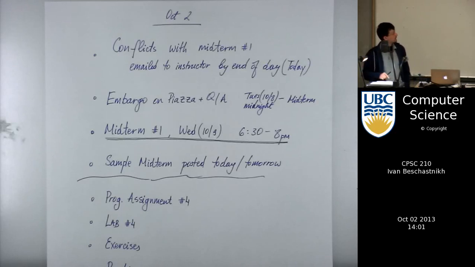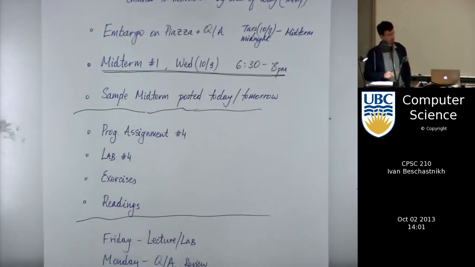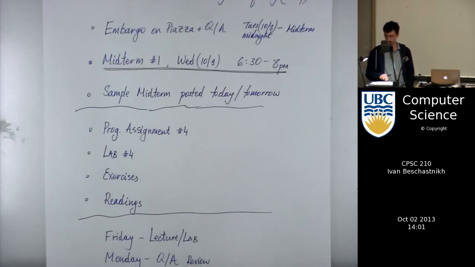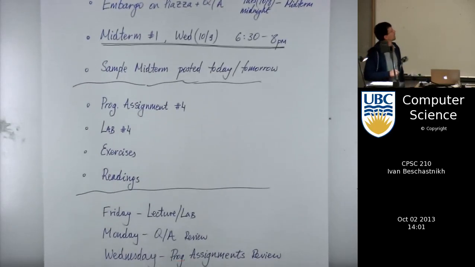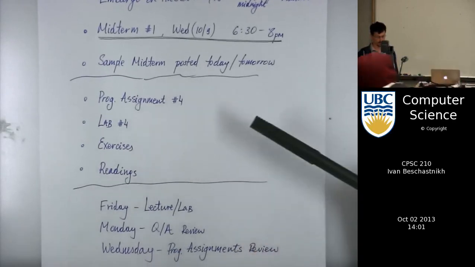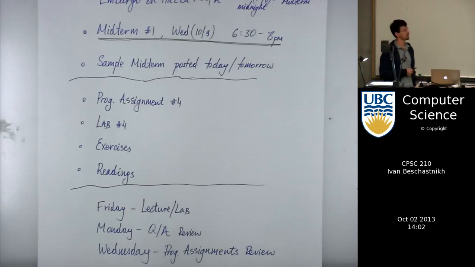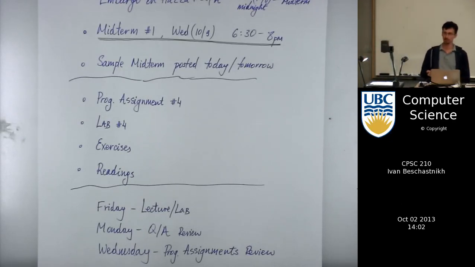In terms of the things you should be worrying about besides the midterm: programming assignment number 4, due Sunday night. You're working on lab 4. You have exercises and meetings. I tell this to everyone: if you really want to prepare for the midterm, you should be doing the exercises that are posted. The exercises are really the best way of preparing for the midterm.